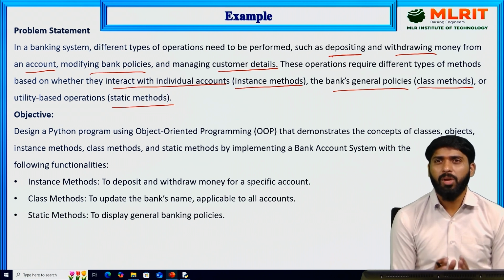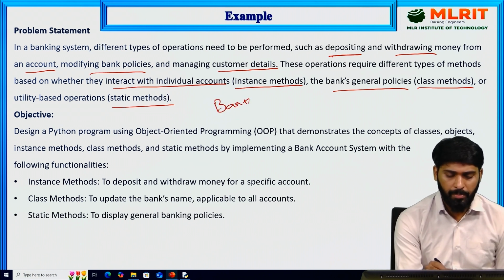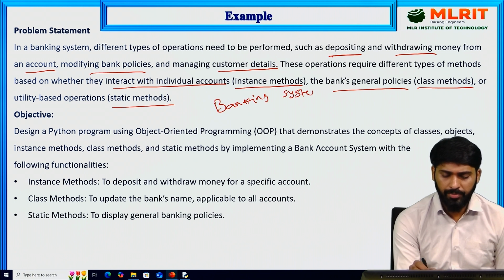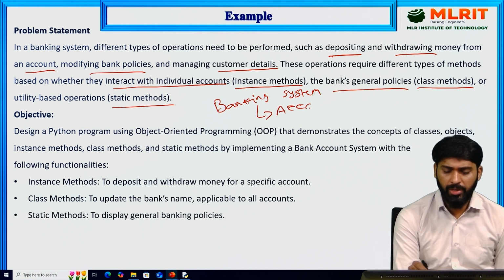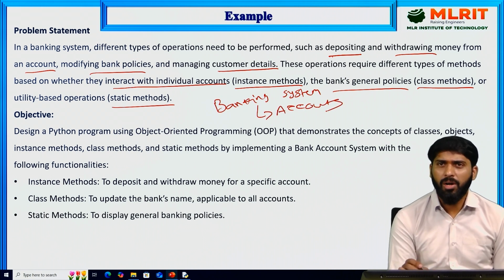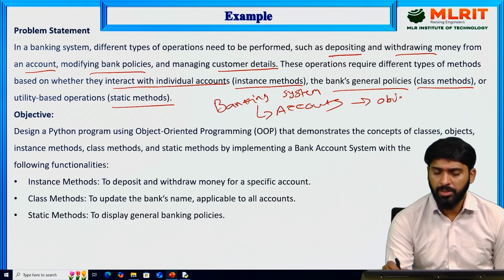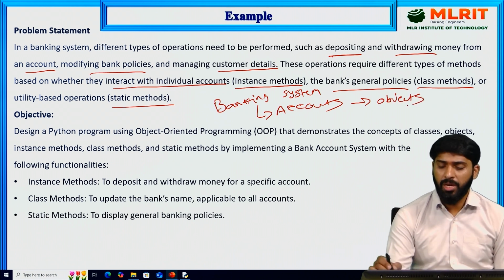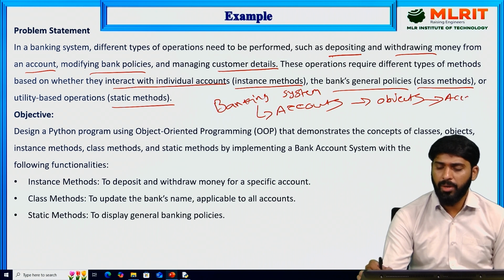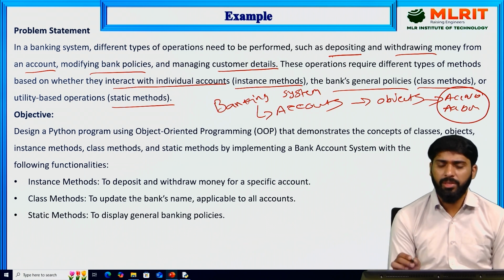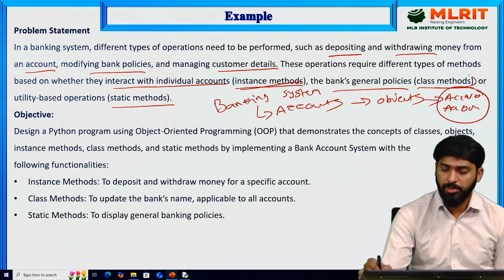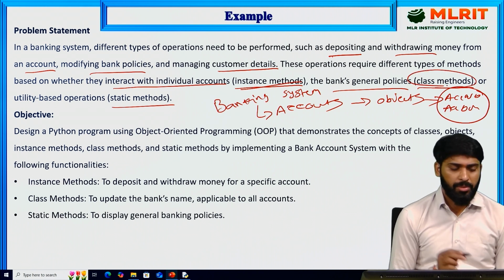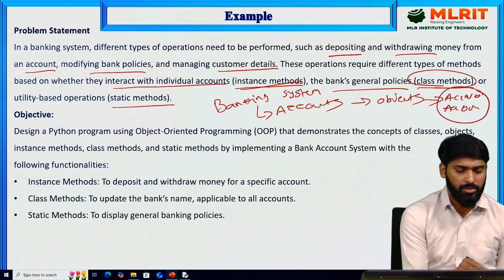The example belongs to a banking system. This banking system consists of different accounts. All these accounts are objects. Each object has some data, for example, account number and account balance. These are the individual data items, so we define these with instance methods. For example, the bank name is defined as a class method. Some utility operations, I define those as static methods.